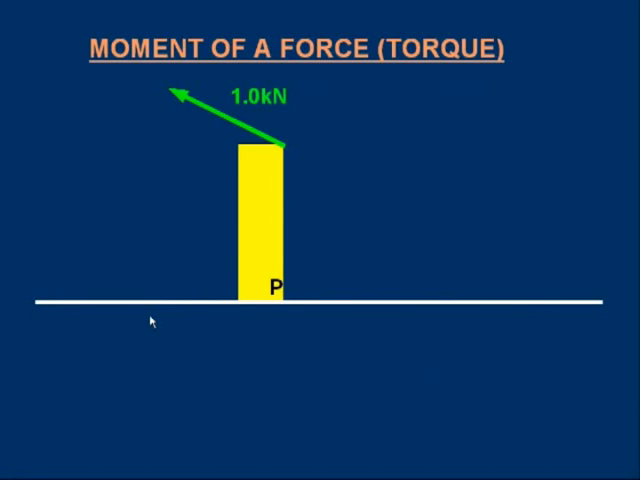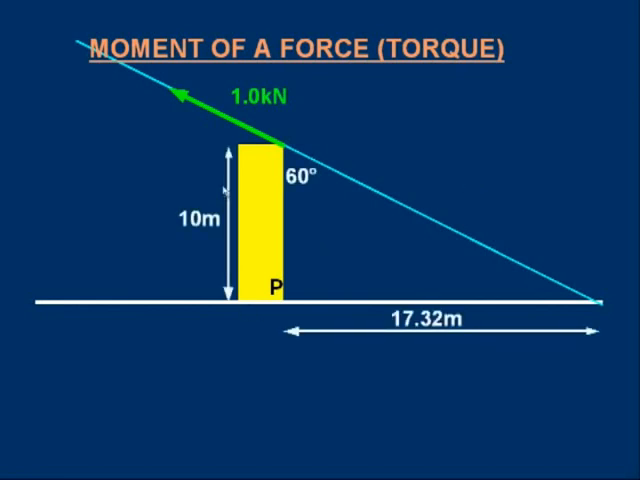And we wind up with this tricky one. The turning point is P. A force of 1 kilonewton is applied in that direction. The line of action will be this. Then these dimensions and the angle of 60 degrees. And I want you to find the moment of that force about P. Well, I hope you tried that out.